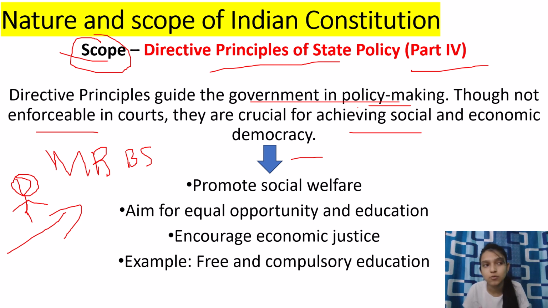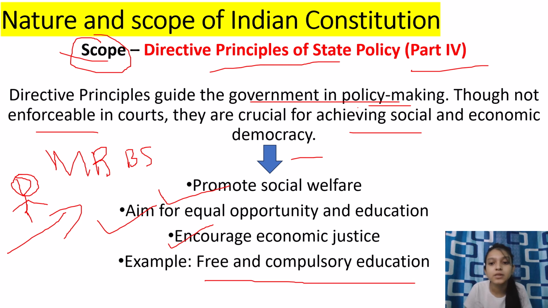They are not enforceable by court, but the state has the responsibility for achieving social and economic democracy. And what is the very role of DPSP? That is, it promotes social welfare, and aims for equal opportunity and education. It is the very aim of every state to promote equality among all the citizens and encourage economic justice. For example, free and compulsory education. This is a very good example of DPSP.